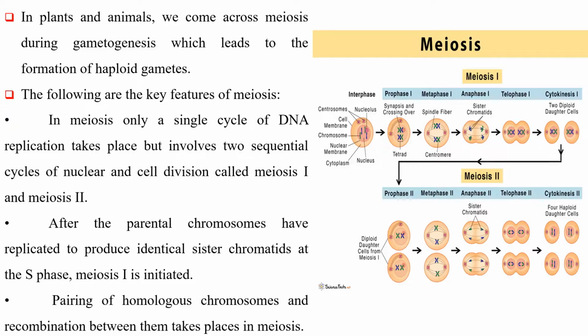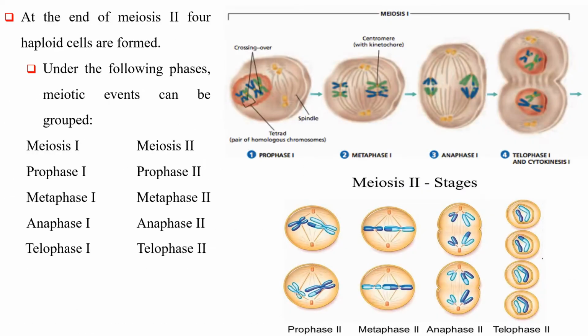After the parental chromosomes have replicated to produce identical sister chromatids at the S phase, meiosis I is initiated. Pairing of homologous chromosomes and recombination between them takes place in meiosis. At the end of meiosis II, four haploid cells are formed.